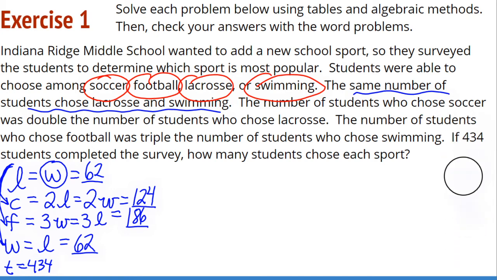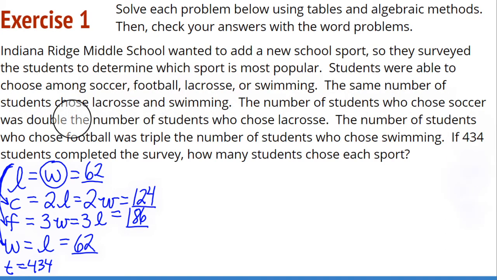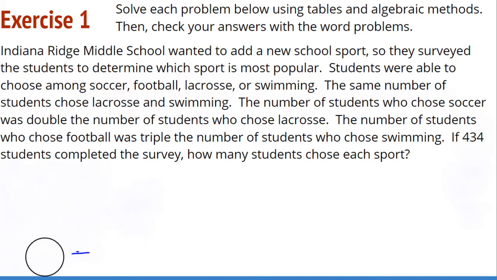Now if I were to look at this as a table, which is the second part of what we're supposed to be doing here, I decided that I needed 5 columns. And I'm going to need 1 for soccer, 1 for swimming, 1 for lacrosse, and 1 for football, and 1 for a total.